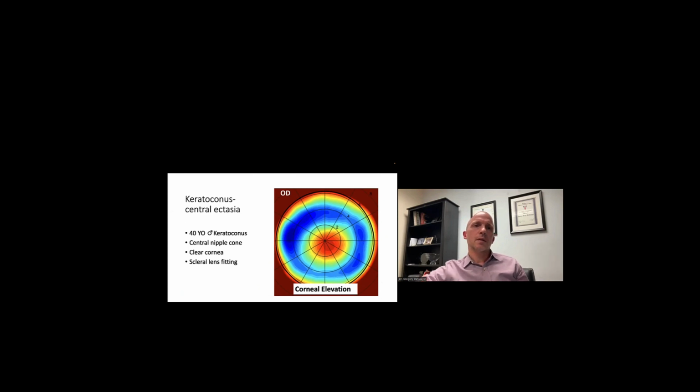Well, what about the keratoconus eye with central ectasia? What's different about fitting that type of patient? Well, let's look at a case example. This is a patient I saw just a few months ago, a 40-year-old keratoconus patient with central ectasia and a clear cornea. He came to me for a scleral contact lens fitting.